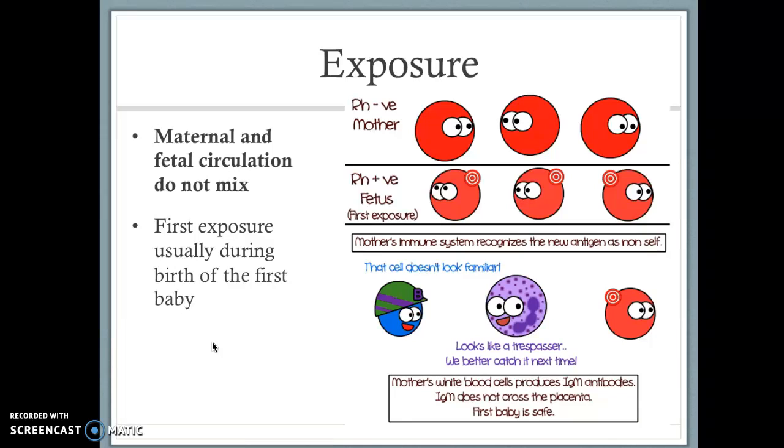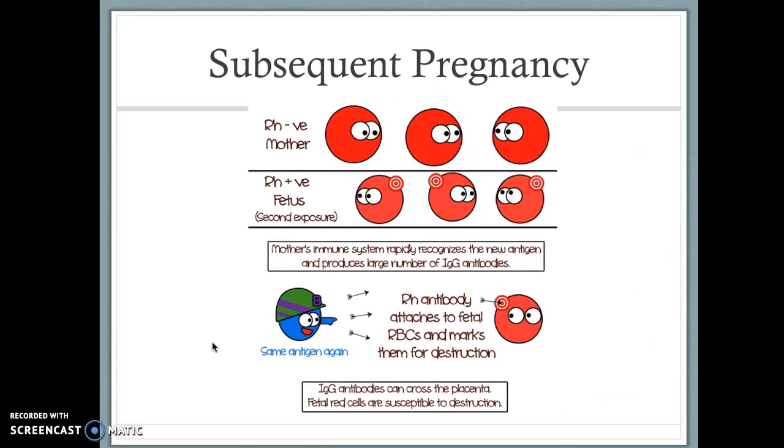And so nothing really happens with the first pregnancy, but in the subsequent pregnancies, the maternal body, if it has the antibodies present, that's when the future pregnancies have a higher risk for red blood cell destruction. And so this is the picture of what happens in the second exposure or following pregnancies.